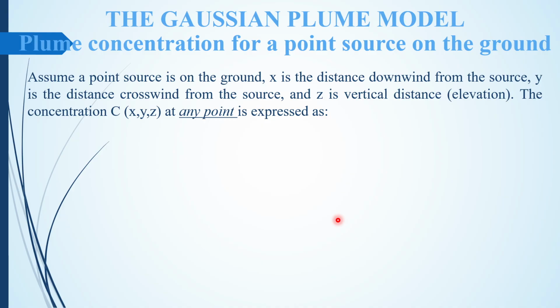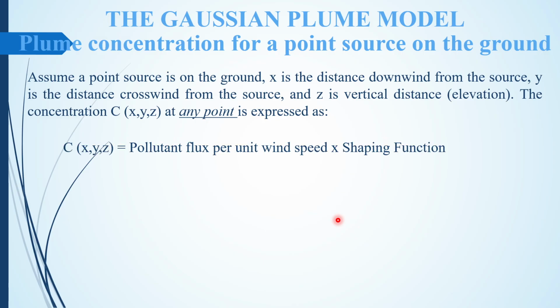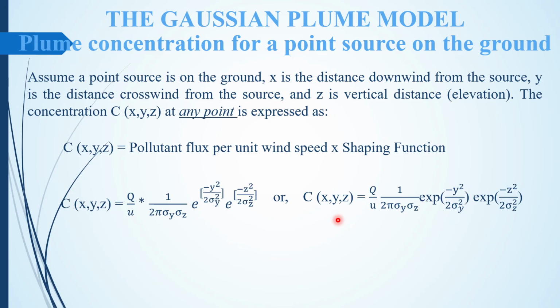So assume a pollutant source is on the ground, that is h is equal to 0, and x is the distance downwind from the source, y is the distance crosswind from the source, and z is the vertical distance. So the concentration at any point is expressed as C is equal to pollutant flux per unit wind speed into shaping function, and I just replace this with q by u and the shaping function.